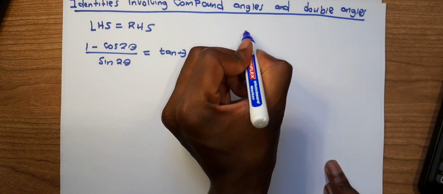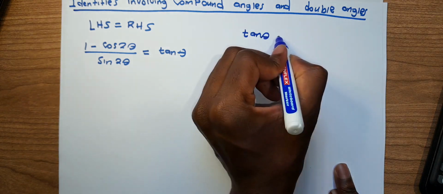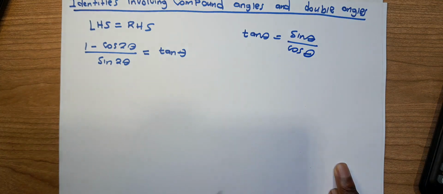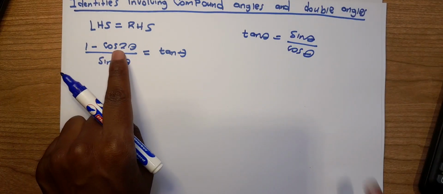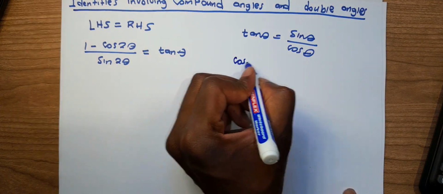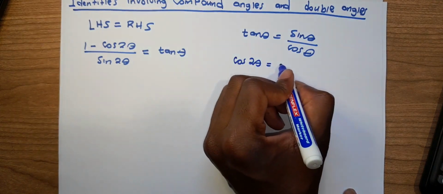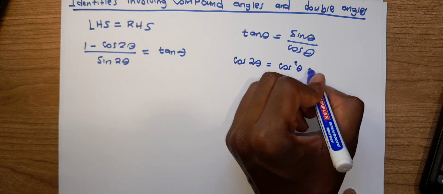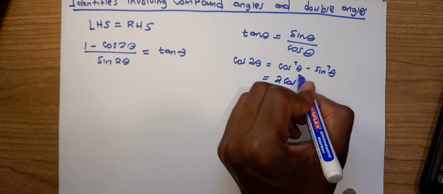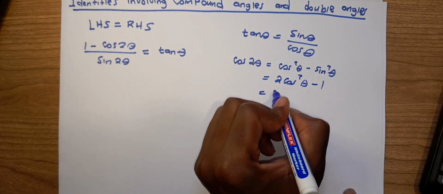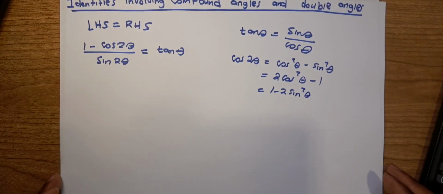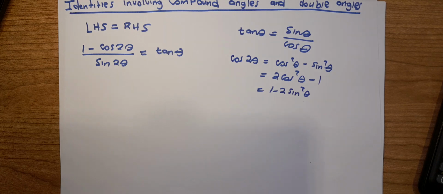Now let's start. We all know that tan of theta equals sine of theta divided by cos of theta. Why am I saying this? We know that cos of 2 theta has 3 identities. It equals cos squared theta minus sine squared theta. It equals 2 cos squared theta minus 1. It equals 1 minus 2 sine squared theta.